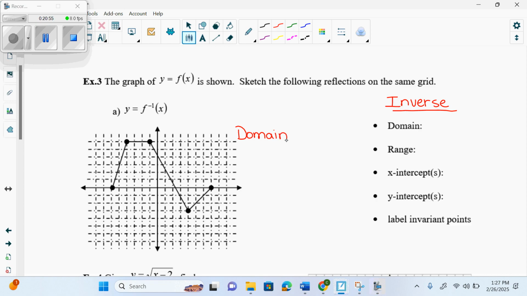From what x to what x? Negative 6 to 7. So if I do it in interval notation, it's negative 6 to 7, with square brackets because those are closed dots, right? So it equals them. In set notation, that would be x such that negative 6 is less than or equal to x is less than or equal to 7.